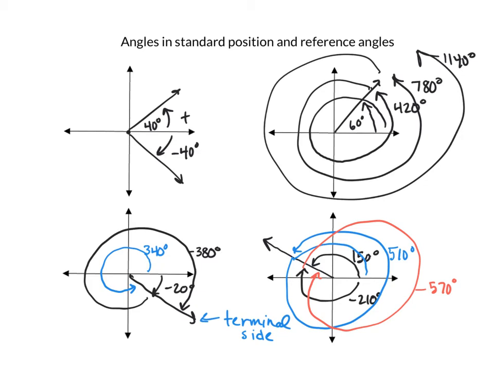So what you need to know here is that if I rotate counterclockwise, that's a positive angle. If I rotate clockwise, that's a negative angle. Wherever I end up on the terminal side, I can keep adding 360 or subtracting 360, and I get an equivalent angle, meaning that the sine, cosine, and tangent of any of those angles, if I add 360 or subtract 360, gives me the same exact value.